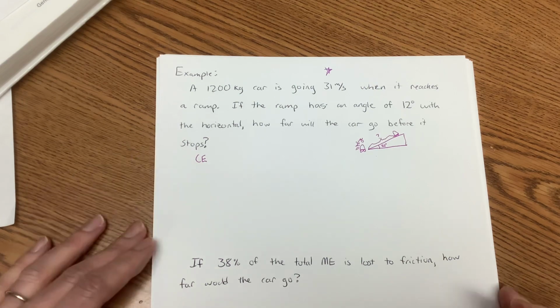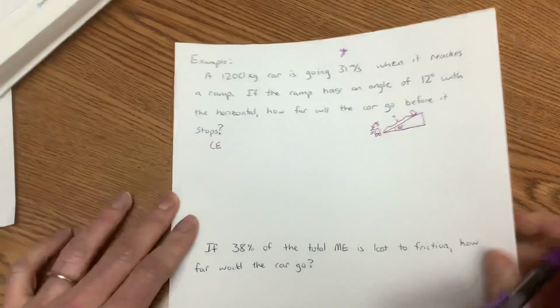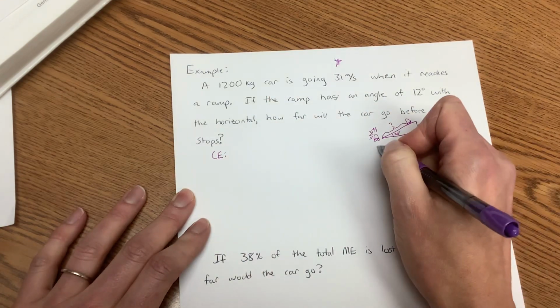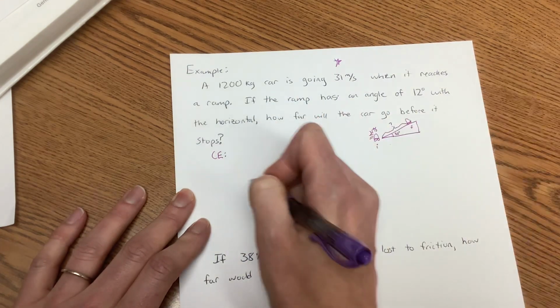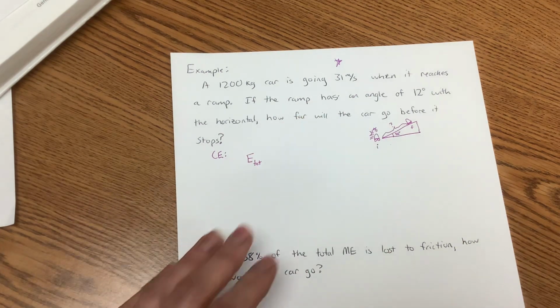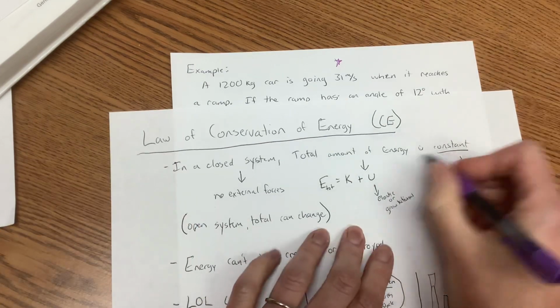Before it stops. And so it looks like I'm going to have to do a little bit of trig. Okay, so conservation of energy. So here's my initial, and here's my final. So my total initial, wait, I didn't write that over here. Let me go back. Total energy is constant.